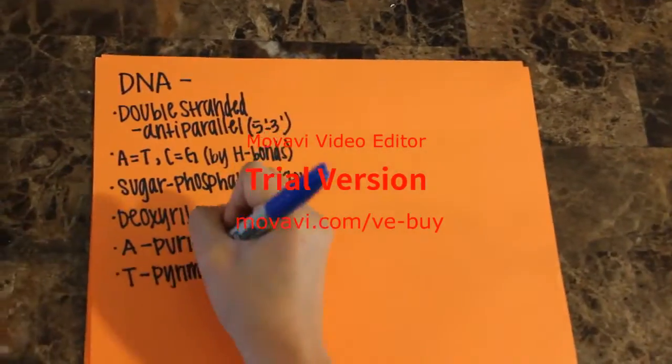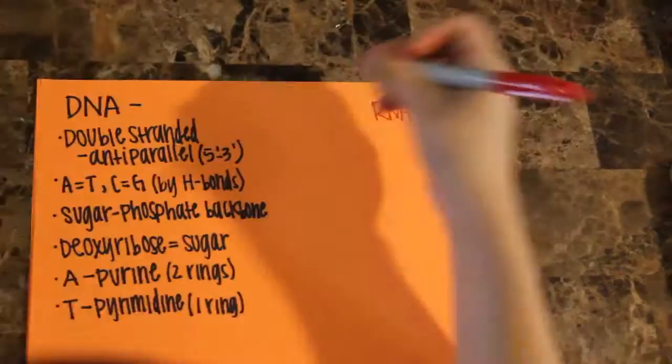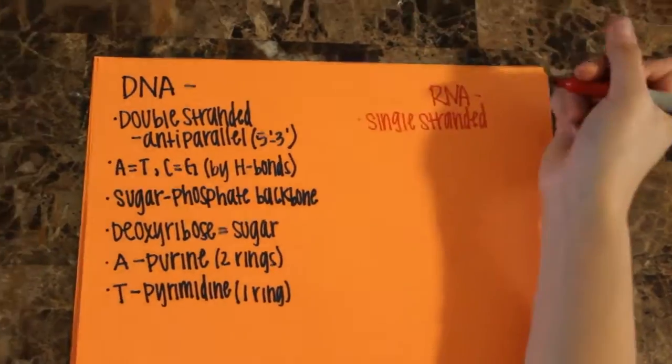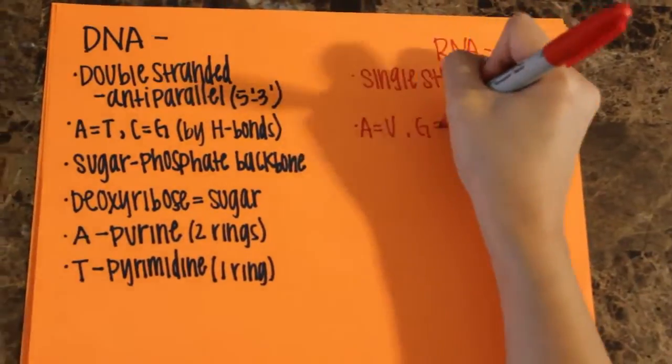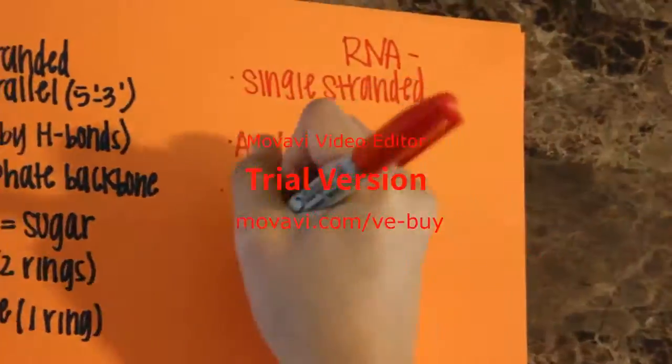In DNA, there is a sugar phosphate backbone, and the sugar in DNA is deoxyribose. In DNA, adenine binds to thymine, which is a purine binding to a pyrimidine.